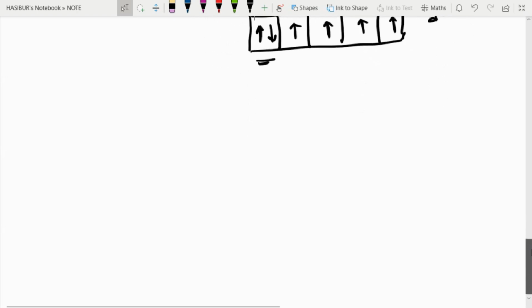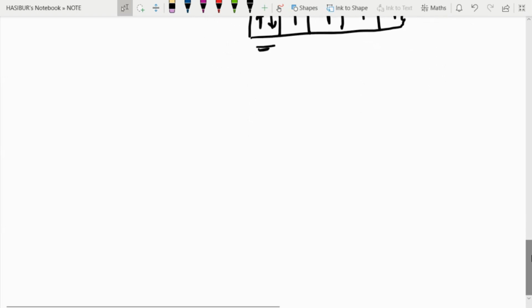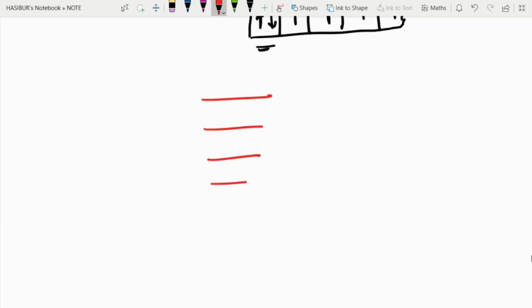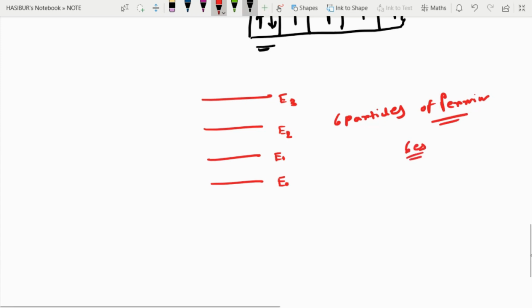Okay. Now consider the labels I have drawn before. There are a few labels. These are the ground labels, E0, and these are the excited labels, E1, E2, E3. Now suppose we have six particles of fermion, or you can take six electrons.